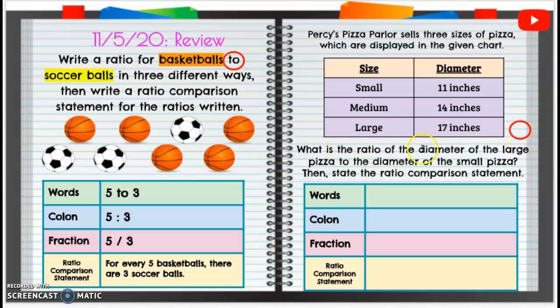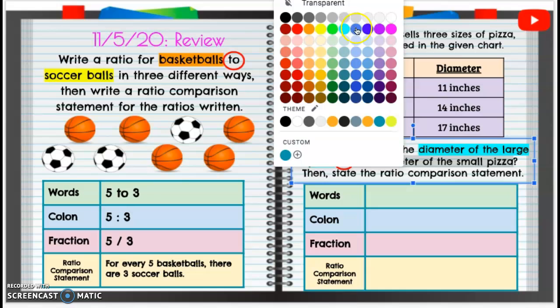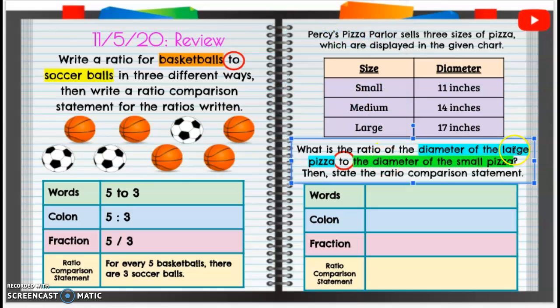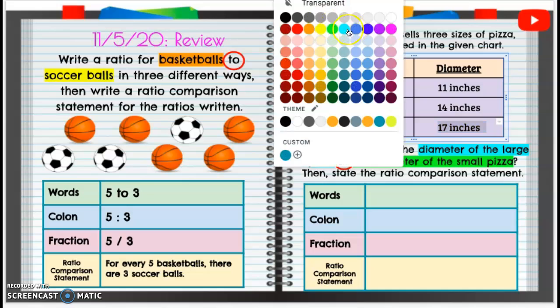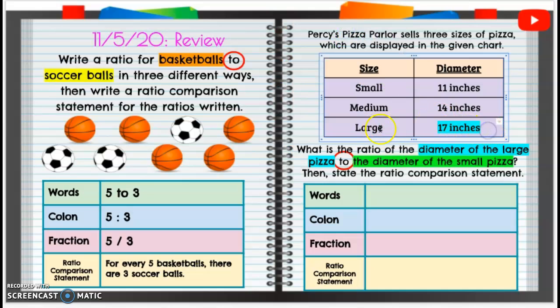All right, so the ratio of the large pizza, so we're comparing 2 things, or the diameter of the large pizza, so the diameter of the large pizza to the diameter of the small pizza. Let's put that in green. Oh, yeah. All right, so large pizza and small pizza. Now, we need to take a look up here. So large pizza, what's the diameter? 17 inches. All we're doing is looking at this table. It says the diameter of the large pizza, right here, this large pizza is 17 inches.